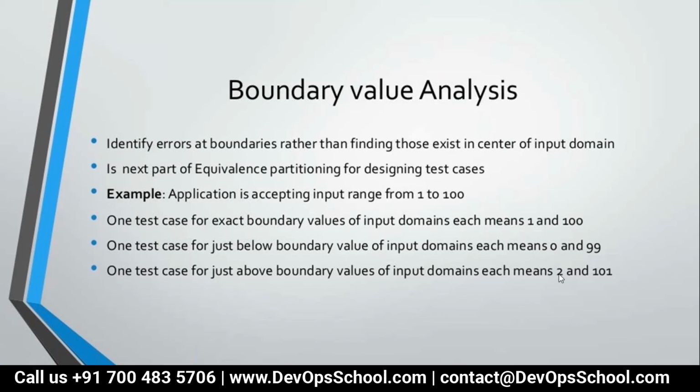Clear? In the similar way, if you are going to consider 100 as a boundary, then exactly on the boundary 100, correct? 1 less than the boundary 99, and 1 greater than the boundary 101. So this application has two boundaries. One is 1, and another is 100.